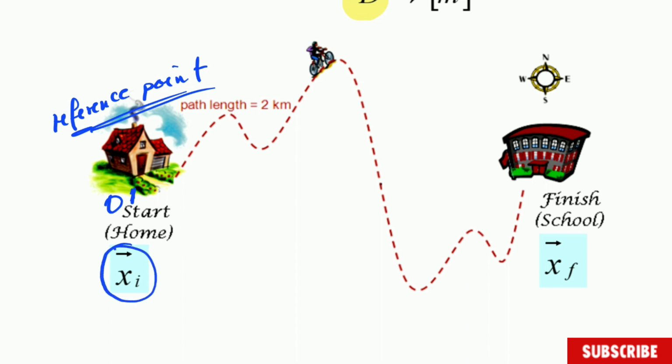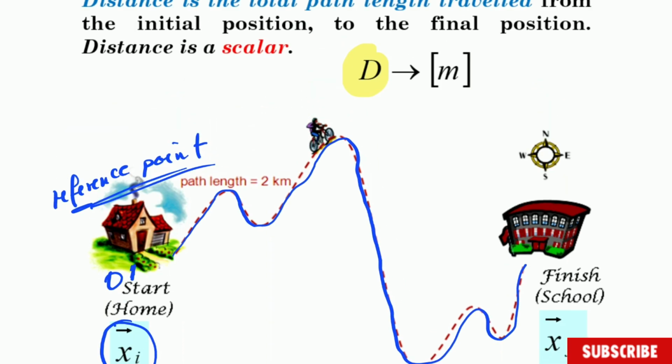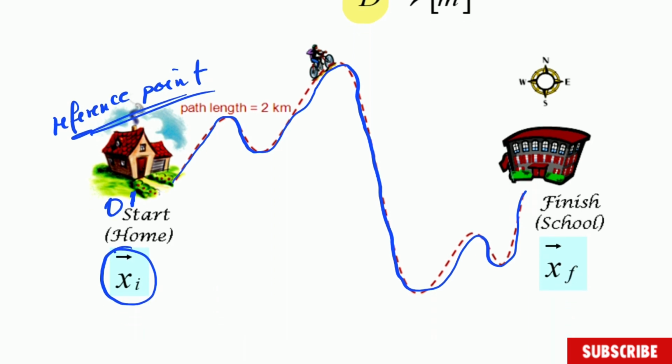Now, when you walk to school in the morning, generally you don't go in a straight line. You go through all the paths. You turn to one side. You go to the other side. You go to different places. You turn around, and so on. If you add those meters from the start to the end, which is the school, the final position, that is what we call distance. And distance is a scalar quantity.